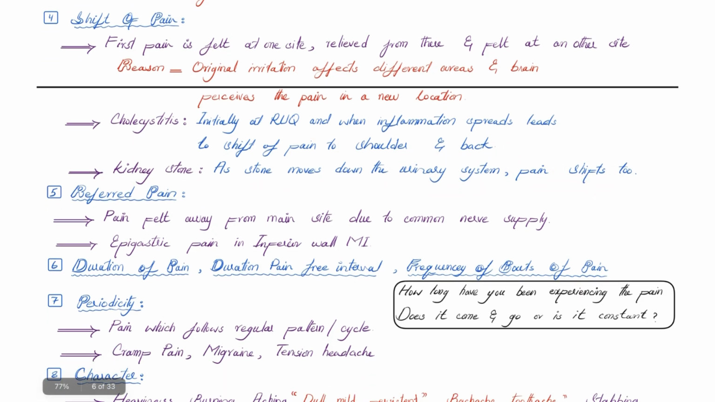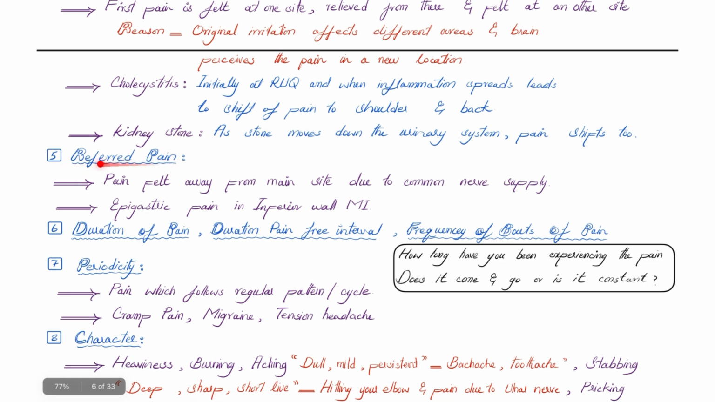Fifth that you have to ask about is referred pain. Pain felt away from the main site due to common nerve supply. For example, epigastric pain in inferior wall MI. Then you need to ask about duration of pain, duration of pain-free interval, and frequency of bouts of pain. You can ask in this way: excuse me, how long have you been experiencing the pain? Does it come and go or is it constant?